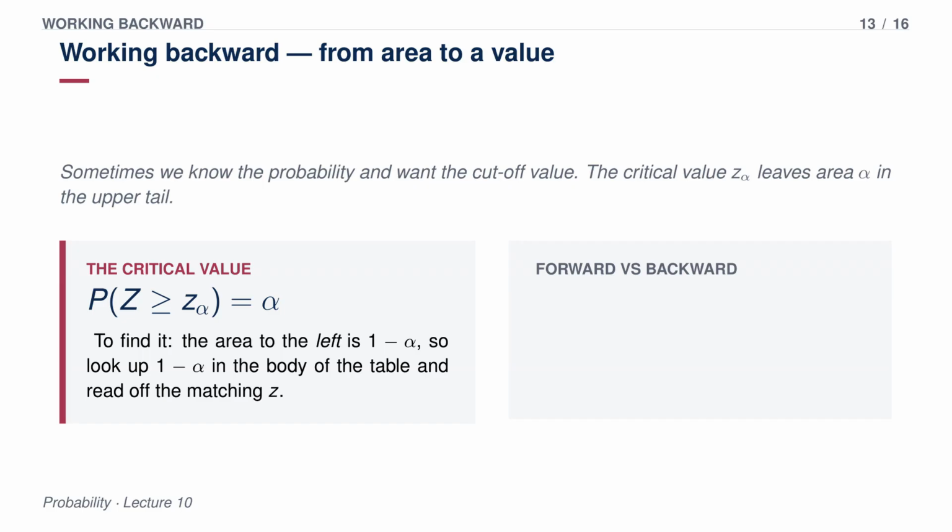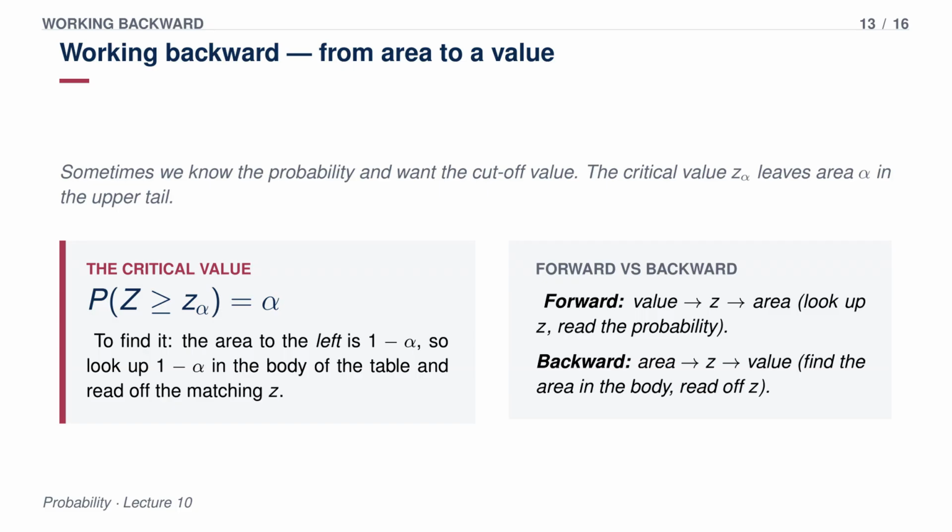To find it, convert to a left area. If alpha is in the right tail, then 1 minus alpha is to the left. Now you read the table in reverse. Instead of using the margins to land on an area, you scan the body for 1 minus alpha, a bit like a game of Where's Waldo, then trace back out to the margins for the z that produced it. So it's the same table, run in reverse. Forward, value to z to area. Backward, area to z to value.